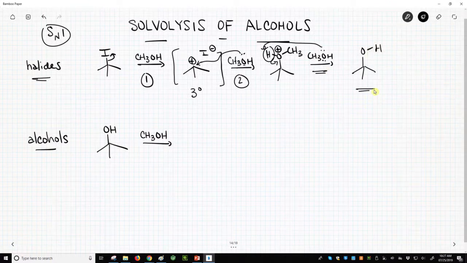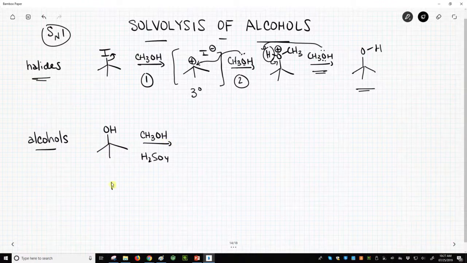So how does this work on alcohols? Because we don't have a leaving group. Well, the conditions, first we have an alcohol. Instead of a halide, we have an alcohol. And the conditions are remarkably similar. We have a polar protic solvent. What we do differently is we will add some acid. The most common acid is sulfuric acid. Now what happens when you mix sulfuric acid and something like methanol? You tend to protonate your solvent.